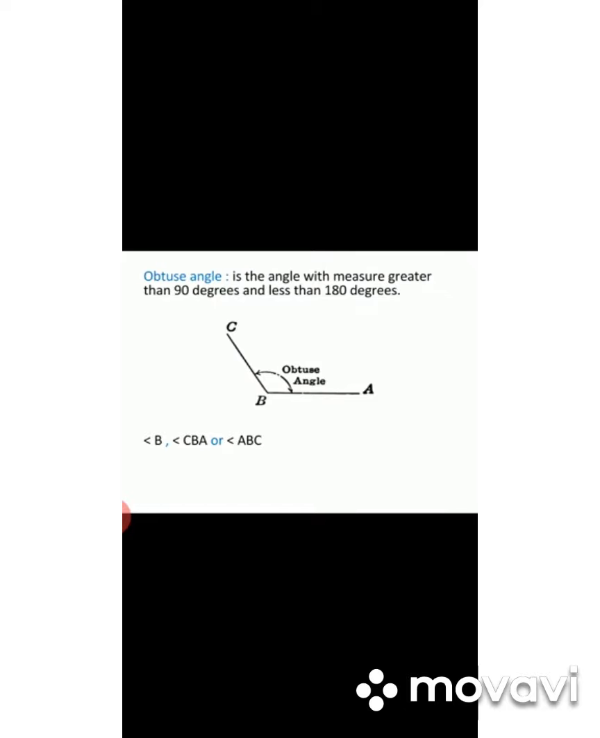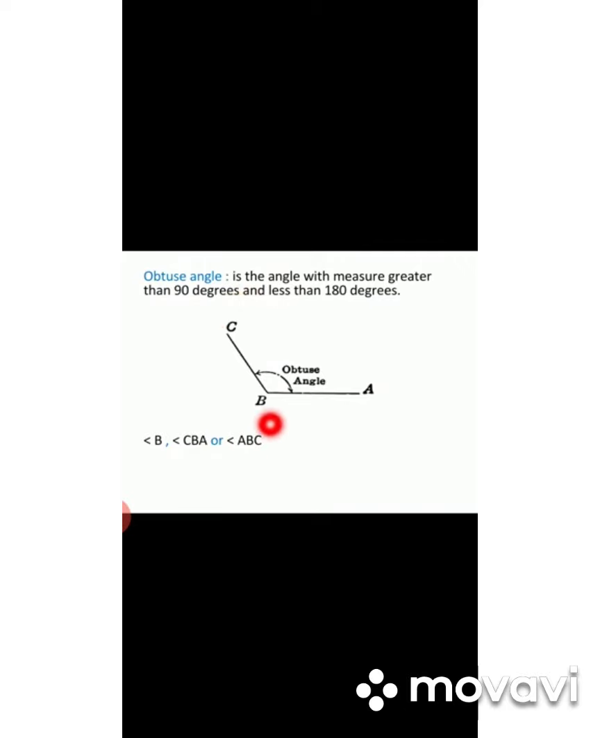Obtuse angle is the angle with measure greater than 90 degrees and less than 180 degrees. So any angle with measure between 90 and 180 will be an obtuse angle. If the measure of the angle is 91, yes, it is an obtuse angle. If it is 100, yes, obtuse angle. 150 degrees, yes, obtuse angle.